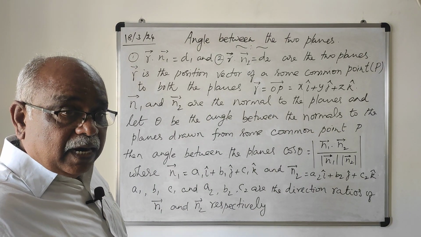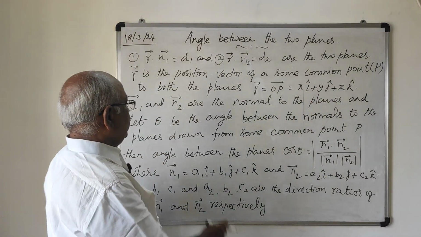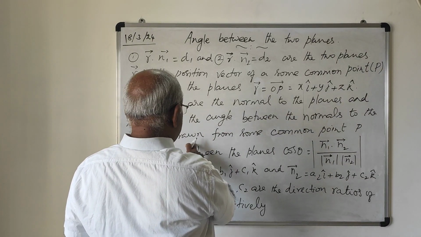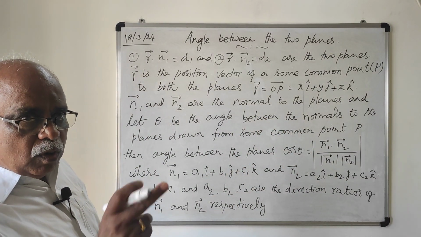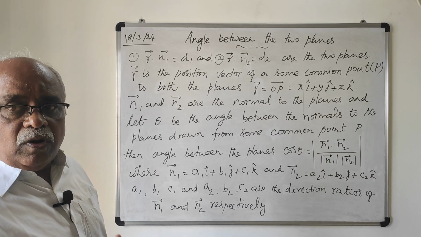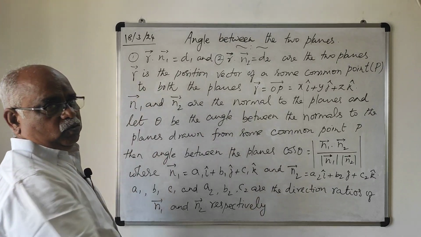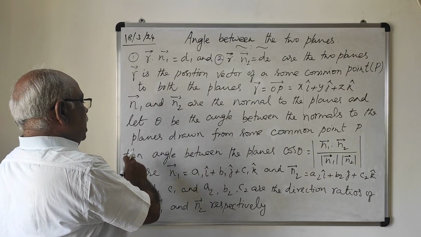And let theta be the angle between these two normals drawn from some common point P. So the angle between the two normals drawn from a common point for both the planes is theta. The angle between the two planes is theta, that we have to find out.